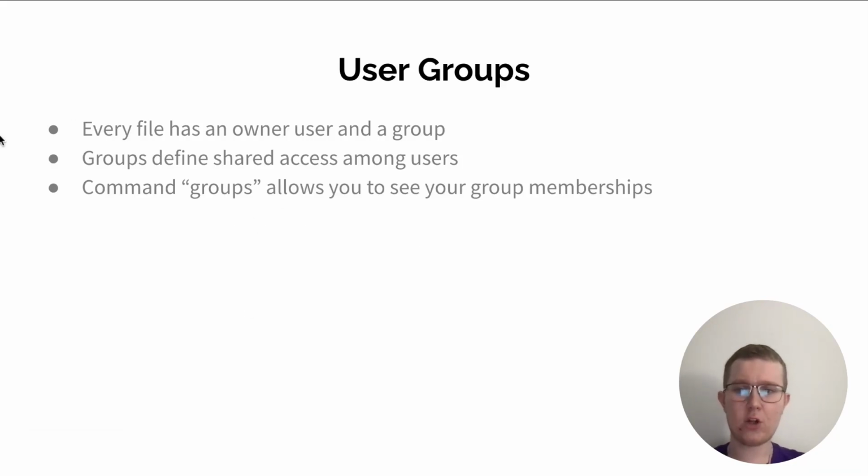And then the last thing is called groups. Every file has a user owner and a group. Groups just define shared access among these users. And if you want to see the groups you're in, you can just type the word groups in your command line and it will show you what groups you're in.